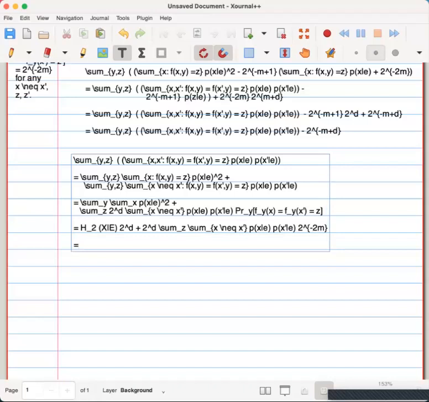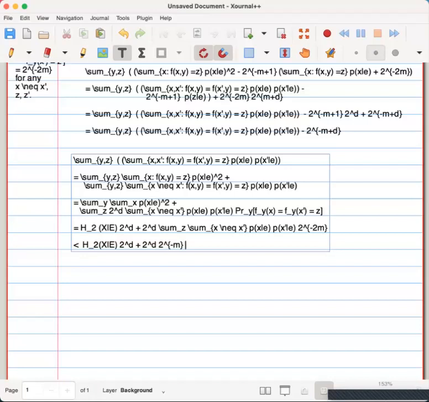So this is h2 of x given e. We will see why this is 2 to the power d. Actually, let me put a less than, and there is 2 to the power d. I can sum this over z, since nothing here depends on z. This will give a factor of 2 to the m, and remember there's 2 to the minus 2m. So this becomes 2 to the minus n.